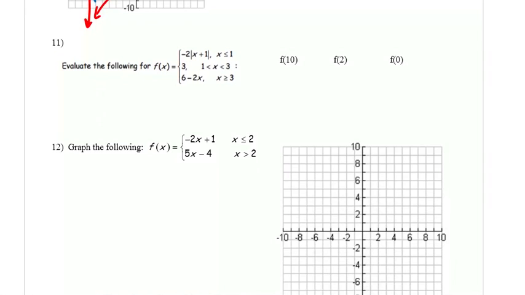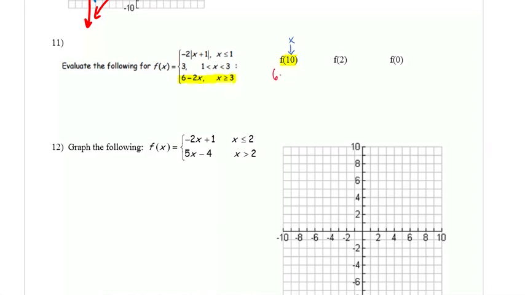The next ones deal with piecewise functions. Number 11 gives us a piecewise function and just asks us to evaluate some numbers. Remember, when a number's on the inside, this is our x value. So we need to determine which of the three cases each of these x's belongs to. If my x is 10, okay, that would mean that I'm looking at that last case, because this happens when x is greater than or equal to 3.